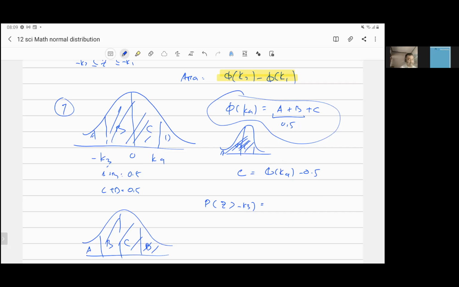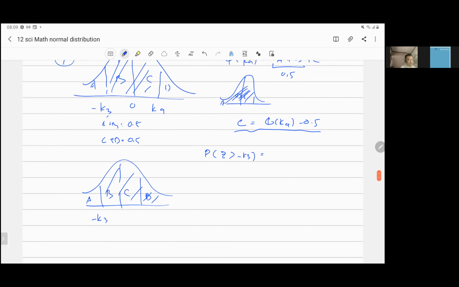Now, in this area here, we are going to subtract area A and B. They're exactly half. Area C and D also exactly half. So area C is just phi of K minus 0.5.